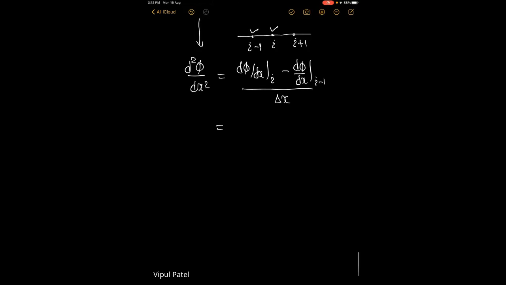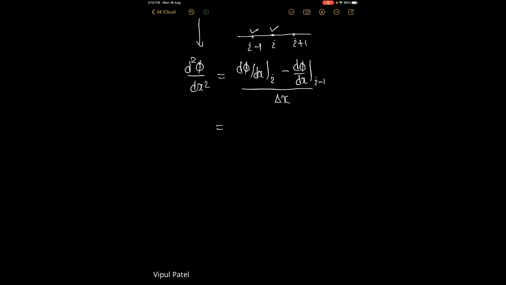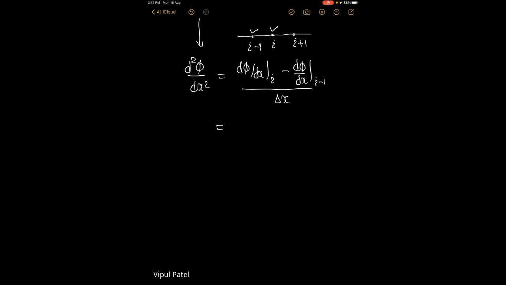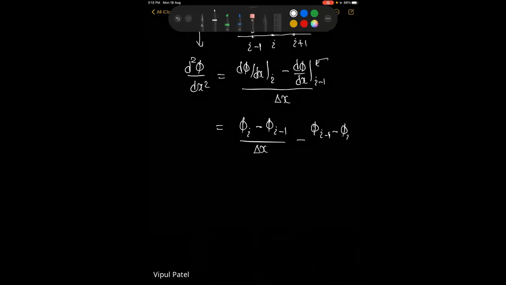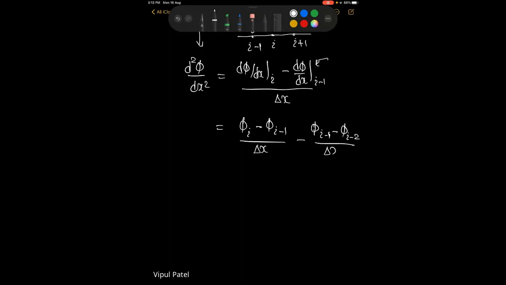Since we have repeated these particular steps many times, I hope now you are able to write without even looking at this figure, right? So d phi by dx at any node I with backward difference approximation is phi I minus phi I minus 1 divided by delta x. Similarly, this particular expression is, sorry, this is actually phi at I minus 1 minus phi at I minus 2, divided by delta x, and this whole will be divided by this delta x.